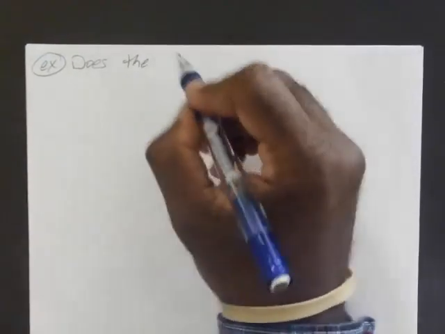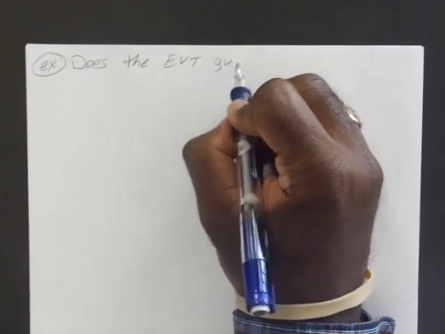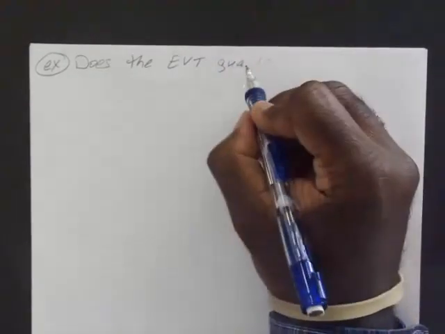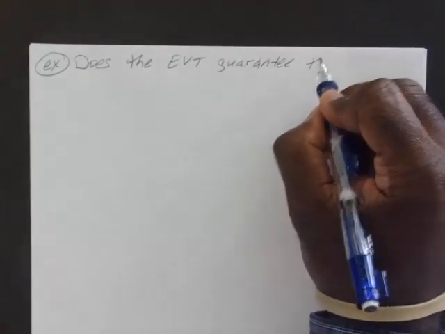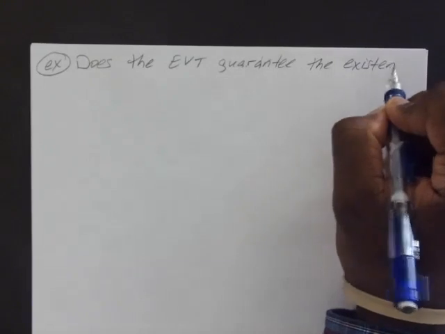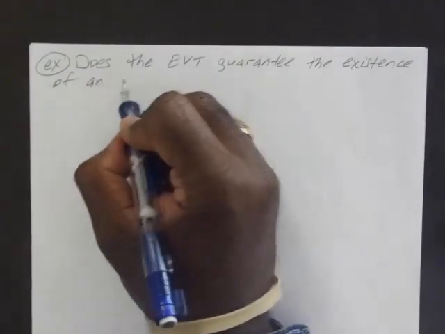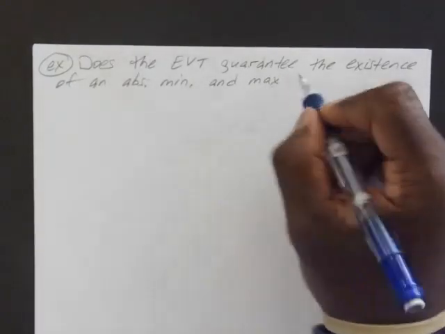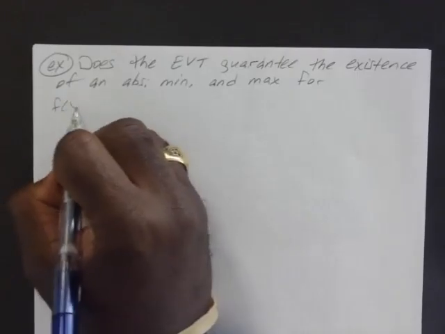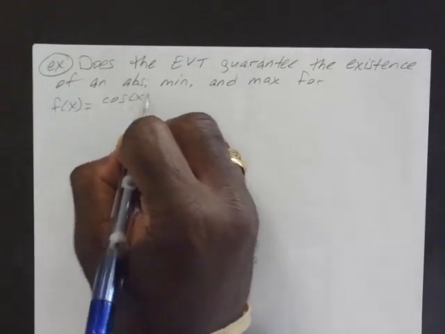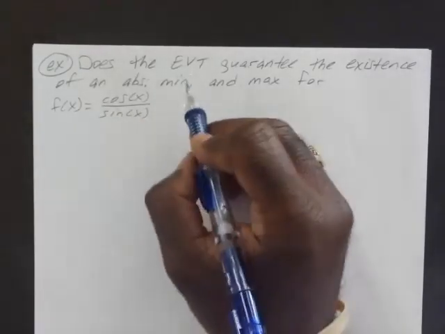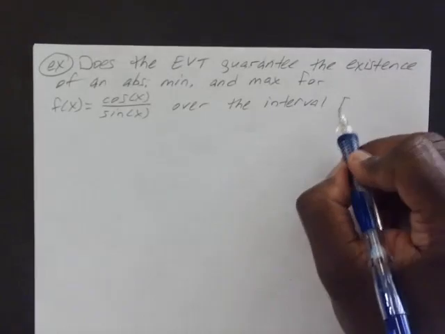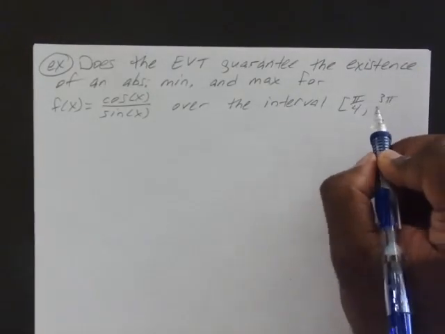Okay, so does the extreme value theorem guarantee the existence of an absolute minimum and maximum for f of x is equal to cosine of x divided by sine of x over the interval pi over 4 to 3 pi over 4.